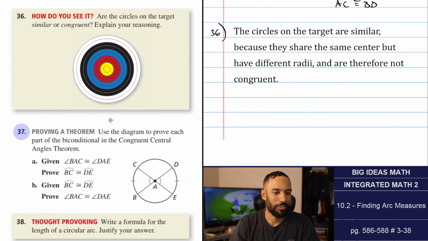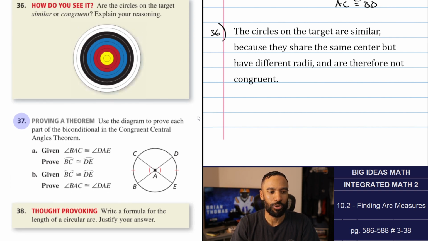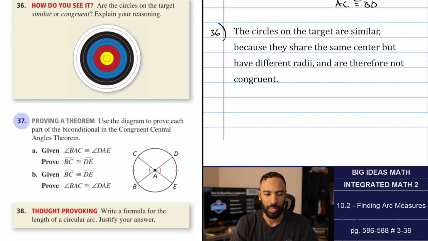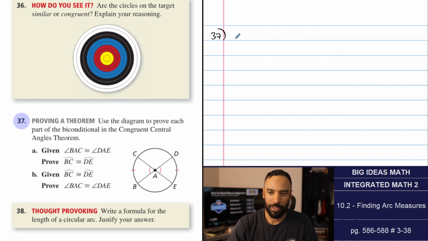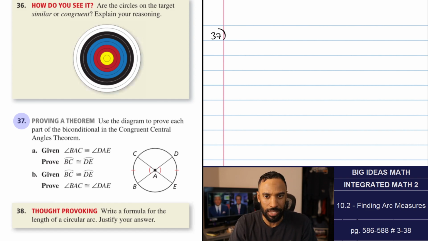All right, number 37, proving a theorem. Use the diagram to prove each part of the biconditional in the congruent central angles theorem. Okay, I don't think I needed to copy and paste the previous image now that I understand what it is that we have here. So let's see what they're asking. Given that angle BAC is congruent to angle DAE, prove that arc BC is congruent to arc DE.